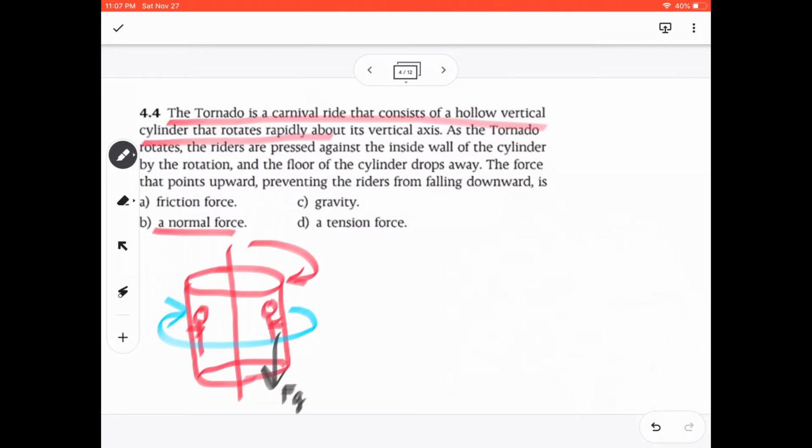Now, what prevents them from falling down? It's not normal force, because normal force is always perpendicular to the point of contact. In this case, the force pointing upwards is the friction force, letter A. Not normal force in this case. Why? Because this person is in contact with the wall of the tornado cylinder, and you're being pressed against the walls as you are being whirled around. So that is frictional force only. So your answer is A.